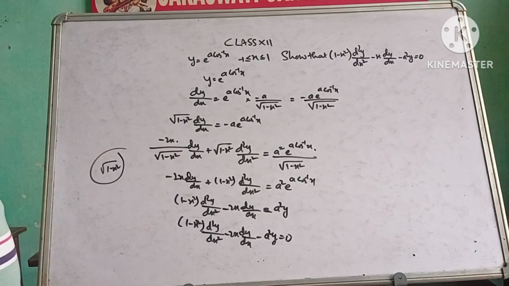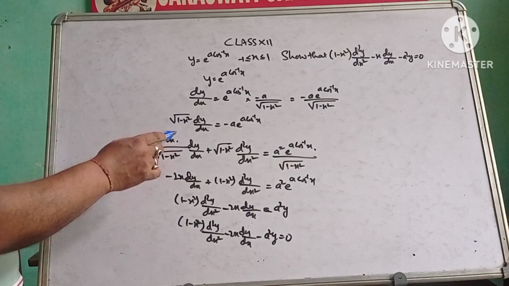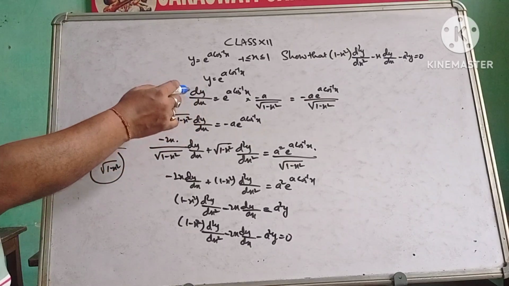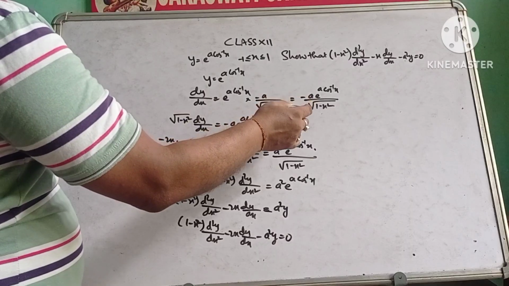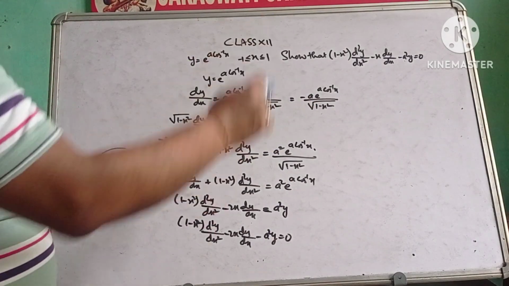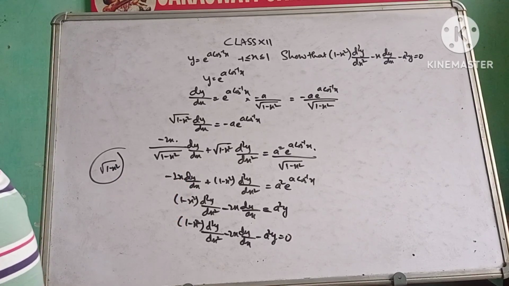So here this is the slight technique. That means you bring this to this side, but if you find the second derivative by applying the quotient rule, then you will find it difficult to solve this problem. So this is how we solve it.